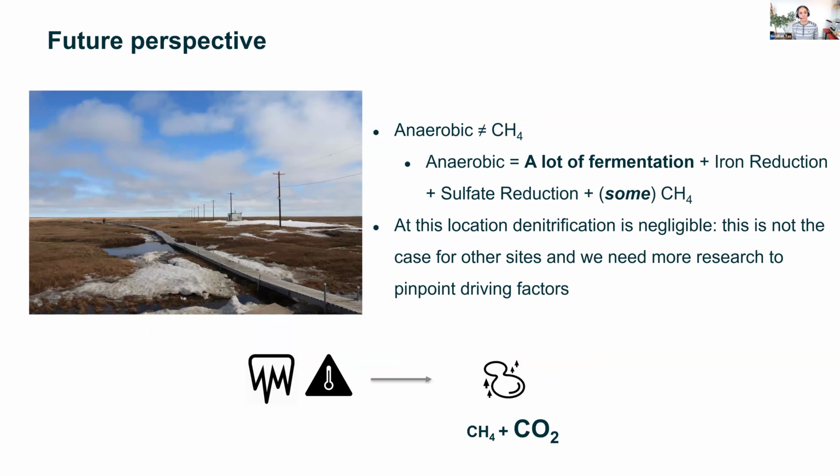So with that, what we learned is that anaerobic is not going to be immediately methanogenic or methane producing. Anaerobic, for this site specifically, is going to be a lot of fermentation, followed by iron reduction and sulfate reduction and some methane. As I talked about a little bit, at this location denitrification is negligible, but this is not the case for many other sites. We need to do a bit more research to pinpoint what's happening in here. My guess is it's the sulfate that is not really allowing that much denitrification to happen, but we didn't really look into it in depth.